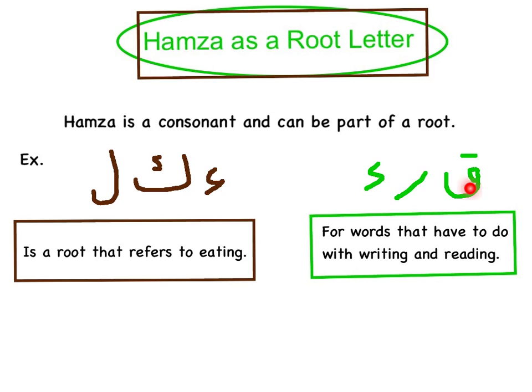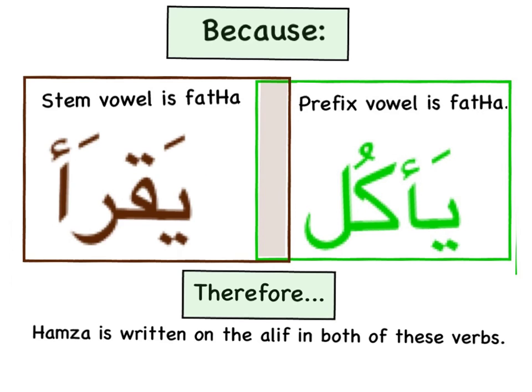Hamza, kaf, lam, qaf, ra, hamza. So examples of words that we can get from these roots, like hamza, kaf, lam, is ya'kul, to eat, and from qara'a, qaf, ra, hamza, is yaqra, for example. And if you're wondering how the hamza is written on alif in both of these verbs, you can see that the stem vowel in yaqra is fatha and the prefix vowel is fatha. So if it's preceded by a fatha, the hamza gets an alif.